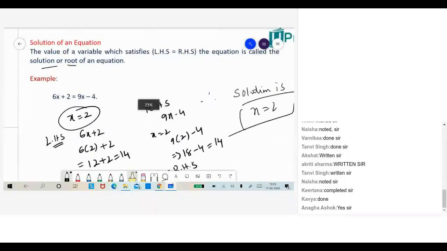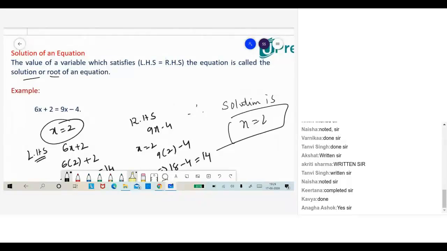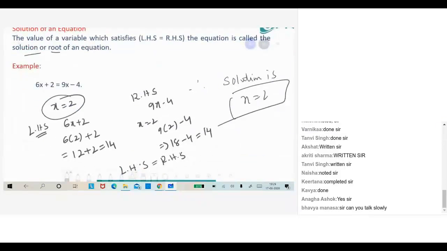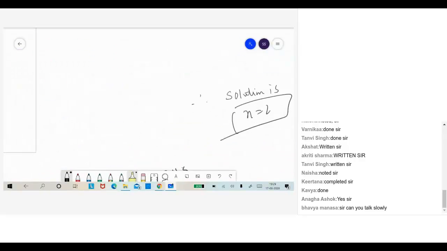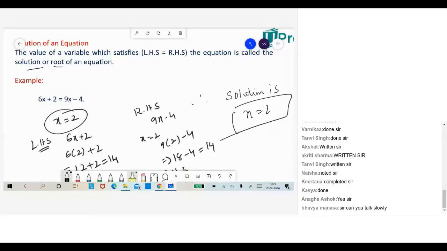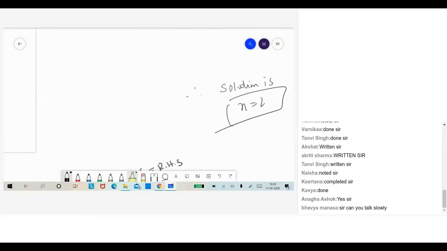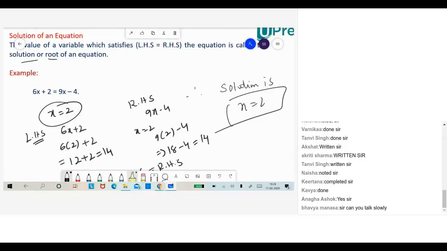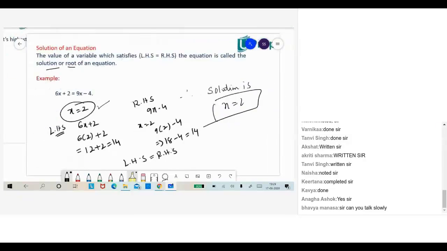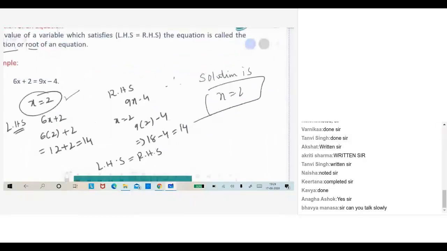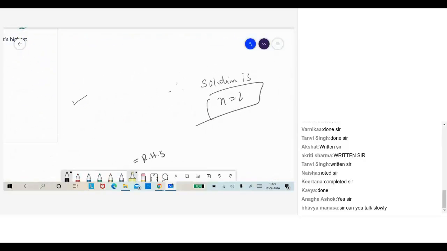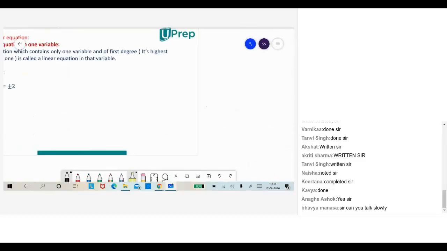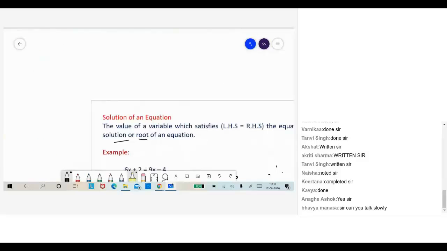So how do you define the solution of an equation? The solution of an equation is nothing but a value of the variable which satisfies that particular equation. So x is a variable here which takes the value 2, and which satisfies both LHS and RHS. That's the reason why we call x is equal to 2 a root of this equation. The solution of the equation is the value of the variable which satisfies both your LHS and RHS.